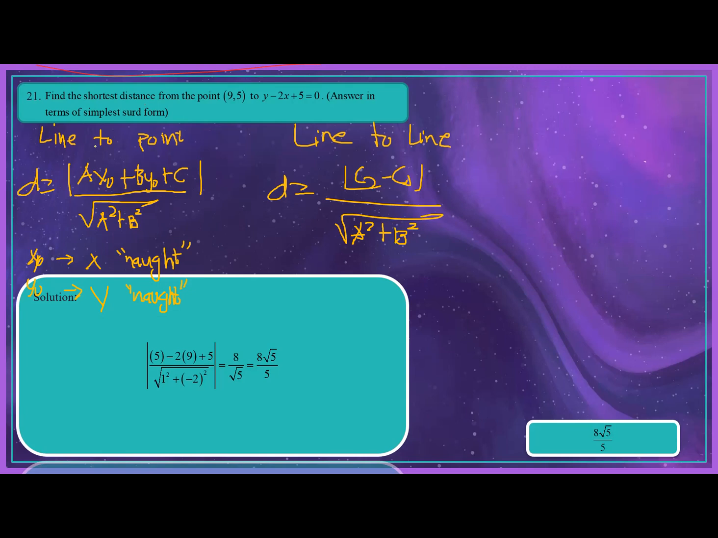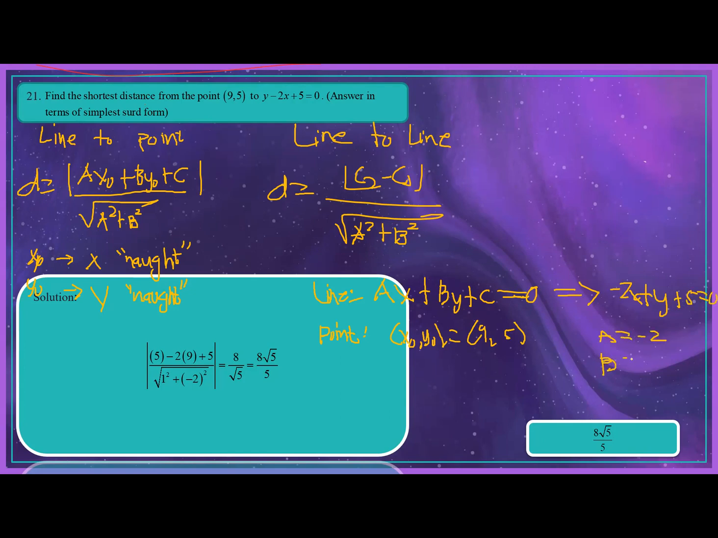So here, for our problem, the case is a line to a point. For a line, our equation should be ax plus by plus c equals 0. Our point would be x sub 0, y sub 0, which in this case is 9, 5. Here, our line is negative 2x plus y plus 5 equals 0. Basically, our a is negative 2 and our b is 1. Okay, so substitute everything.